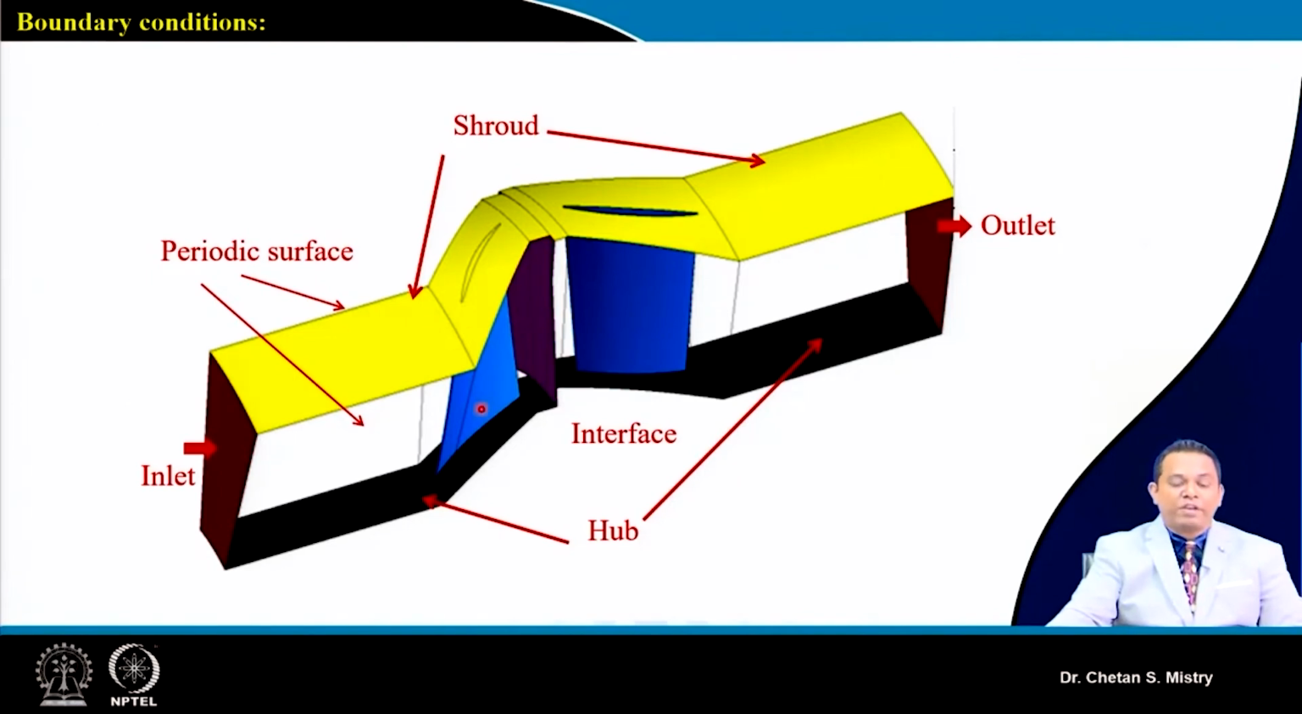Now this is my rotor domain, and this is my stator domain. In order to analyze the stage, we need to put a certain kind of interface here. So this represents the interface. This is my rotating configuration, this is my stationary configuration, and in between is what I call the interface. And on both sides, these represent the periodic surfaces. This is my periodic surface 1, this is my periodic surface 2.